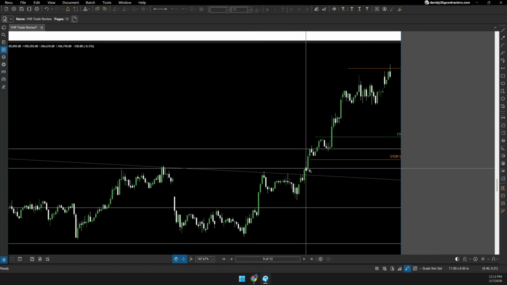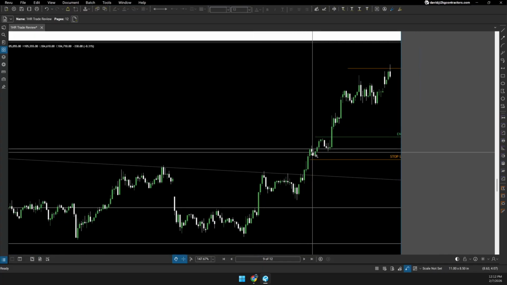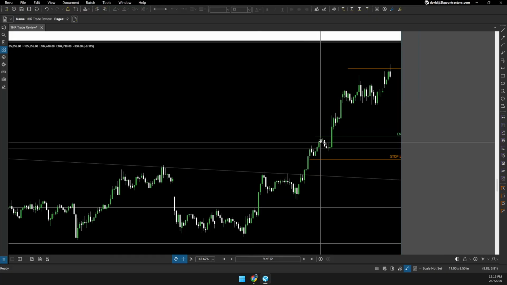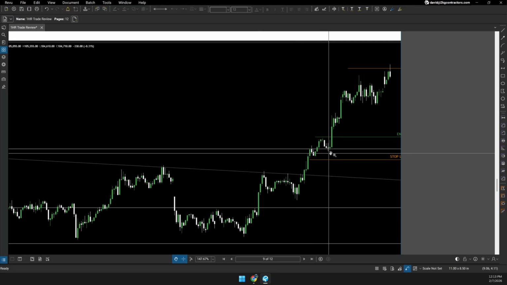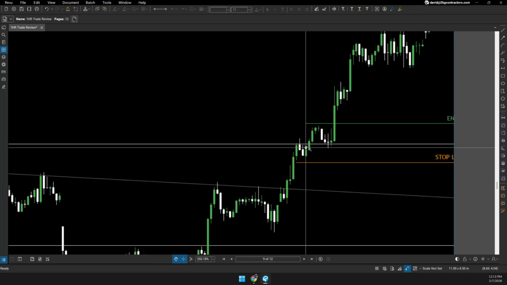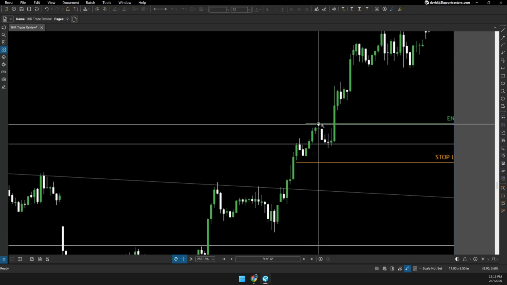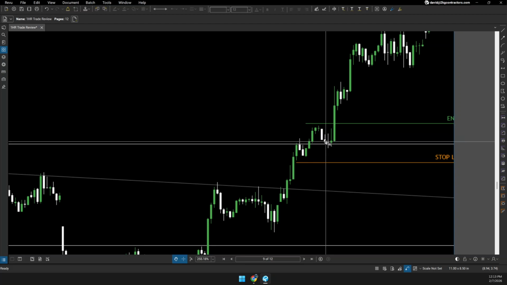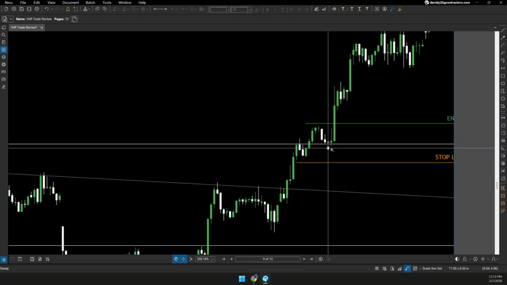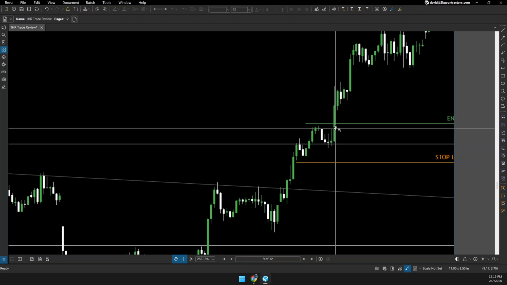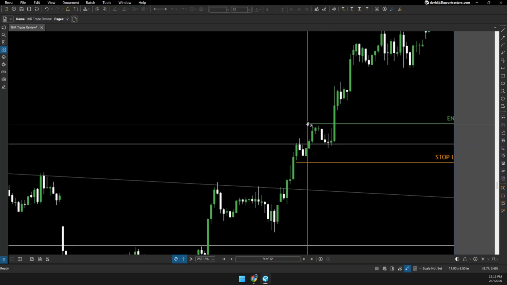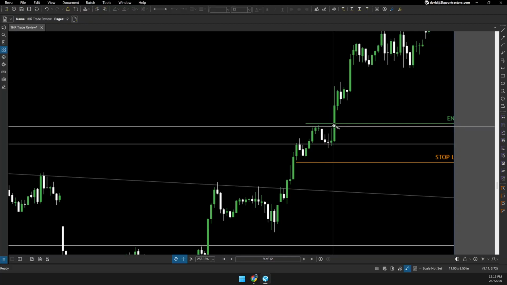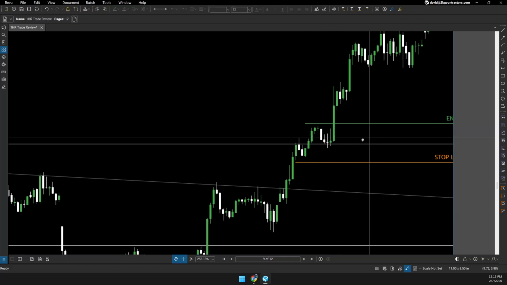Here's a good one where we broke it, we came back, we broke again, and I waited for the pullback. This is like picture perfect to me. We broke the trend line, came back, got a beautiful rejection right here, and then we took off. I would have entered above the top. I give a little wiggle room just in case it wants to kind of go up and then drop back down.